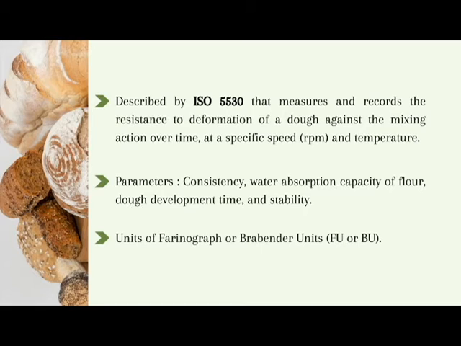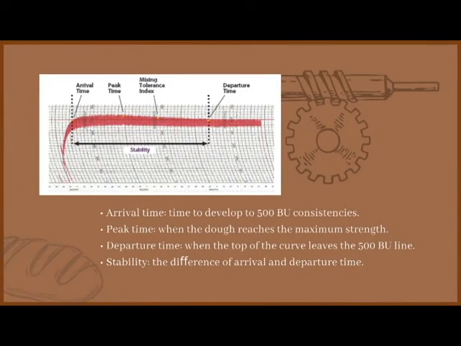The parameters determined are consistency, water absorption capacity of flour, dough development time, and stability. In this case, water absorption and stability are being measured. The units used are farinograph or Brabender units, which is FU or BU. The diagram shown is representing the parts of the curve, which are arrival time, peak time, departure time, stability, as well as mixing tolerance index.